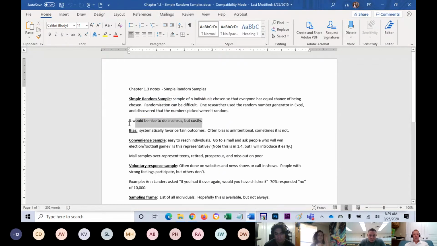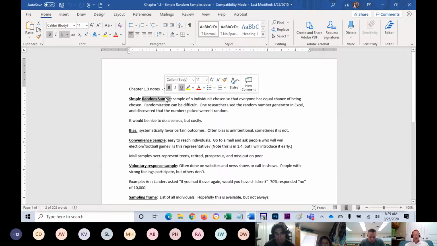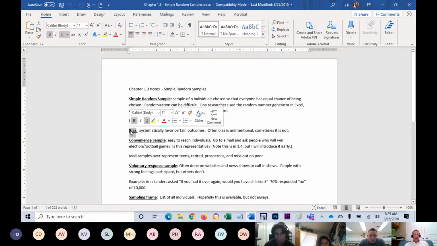The reason why we do random studies, it would be nice to do a census, but it's costly. And so the idea here is if you do a simple random sample, hopefully your sample can represent the population without talking to the entire population. Okay. Now let's also talk about bias. Bias is another definition we need to know. It's to systematically favor certain outcomes. So often bias is unintentional.